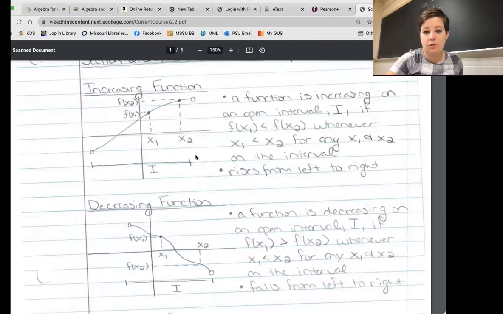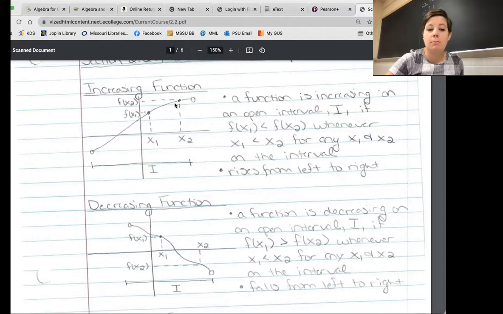So for any interval we choose, if f of x1, that's your y value, the y value at that point x1, is less than the y value at x2, and your x1 is less than your x2, for any two points you can pick on that interval. Basically, is this point lower on the graph than this point? If that's true, then it's an increasing function.